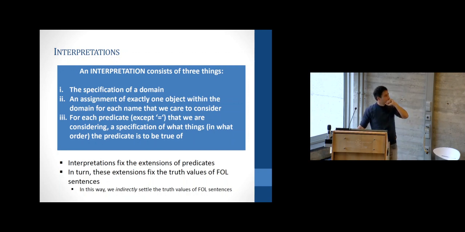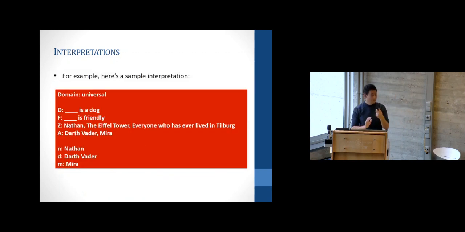I don't get the third one. The third: a specification of what things, in what order, the predicate has to be true of. An example will help here. Here's a full-on interpretation. We have the domain, universal, meaning we consider everything. We specify the predicate D to be "D is a dog." Everything which is a dog falls under this predicate. F is friendly.